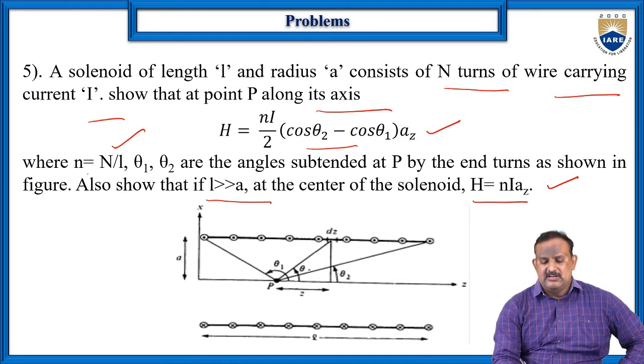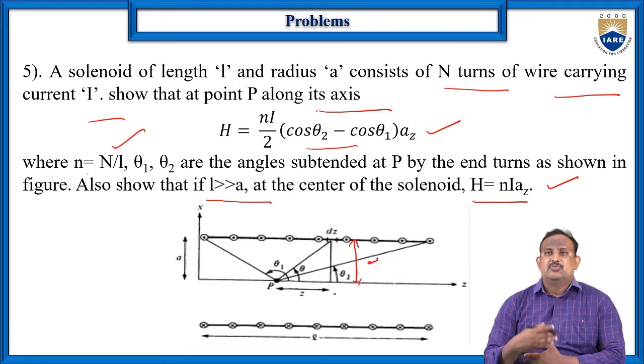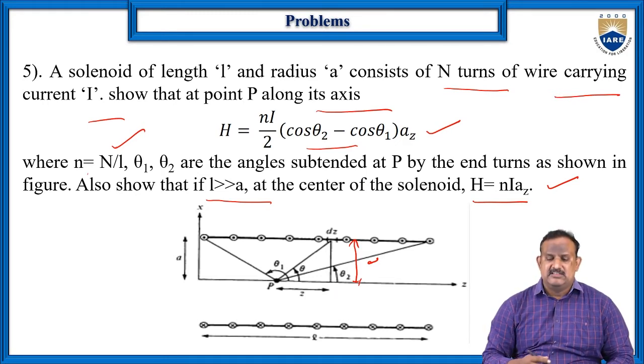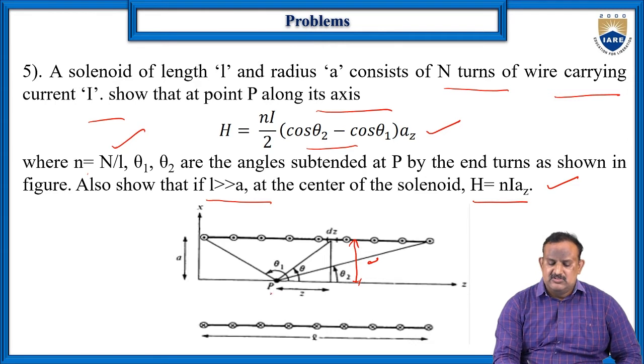At this point P, let us assume some theta is there, due to some current element. Let us assume this length is z and this length is a. We need to prove that H equals (N I / 2)(cos θ2 − cos θ1) a_z. So from this, let us assume this triangle.